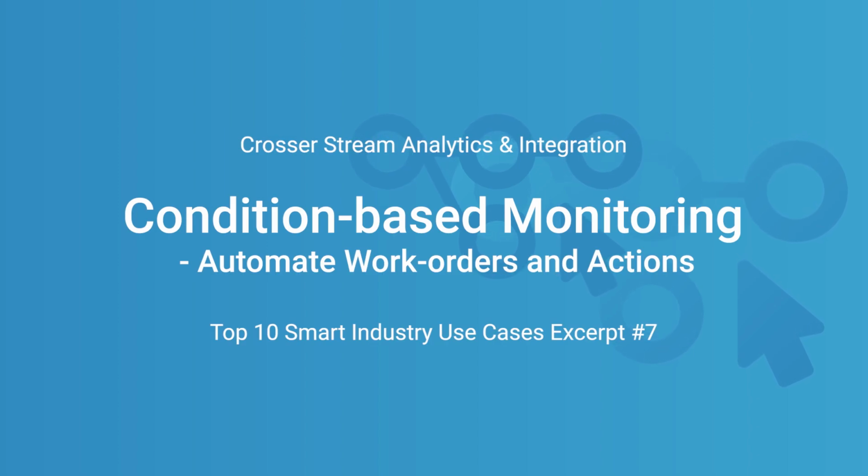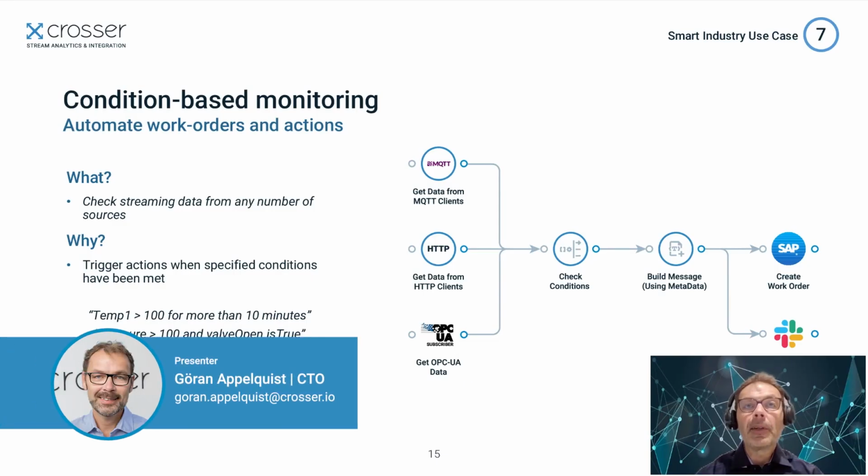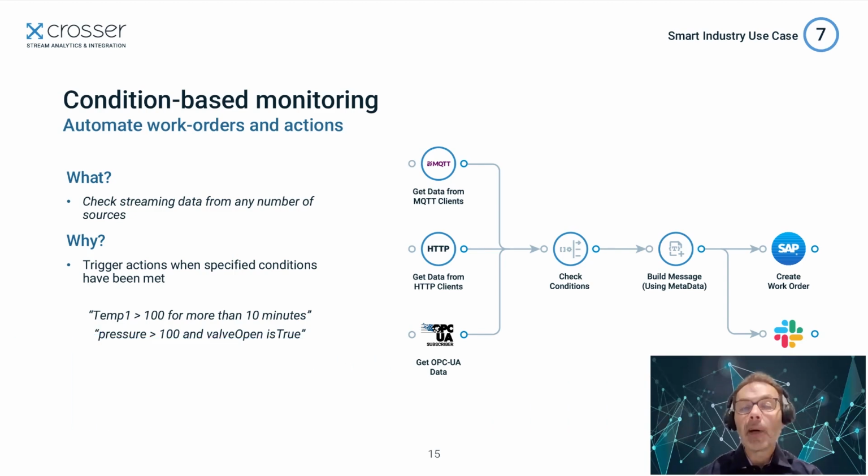Condition-based monitoring is also a very common scenario, and there are many ways you can do this with Crosser. This is one way that I show you here, but a very powerful one. So here we have used a dedicated module that is specifically designed for these type of use cases. It's called the data trigger module, and it's the one in the middle here, where it says check conditions.